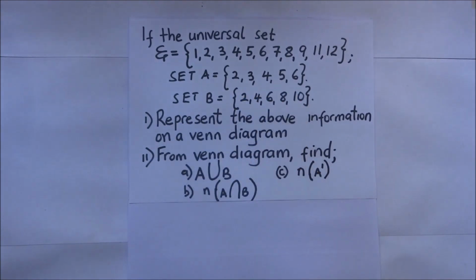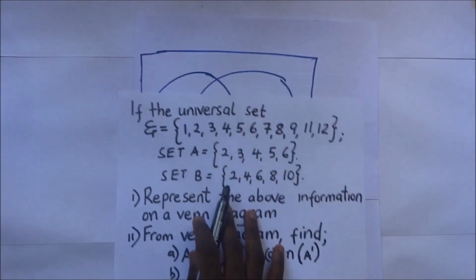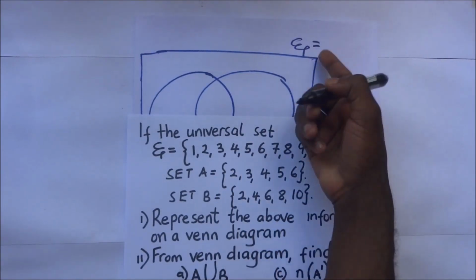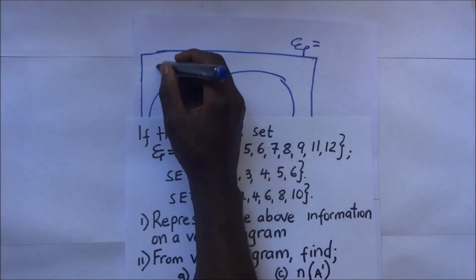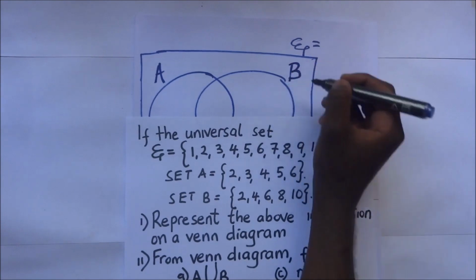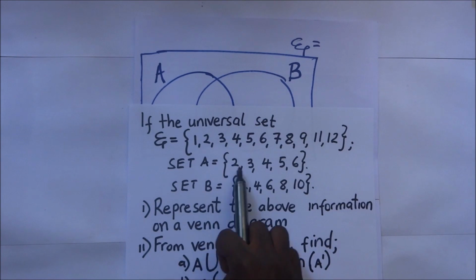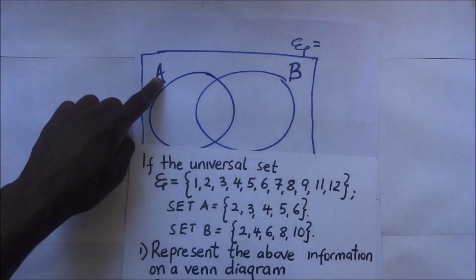We're supposed to represent the above information in a Venn diagram. So we'll go right ahead and represent the information in a Venn diagram. That will be our Venn diagram. And our universal set, we represent that on top here. We do not know how many members are there yet, but we have set A and set B. So we'll have set A here and set B right there. They're telling us that set A is having those members and set B is having those members.